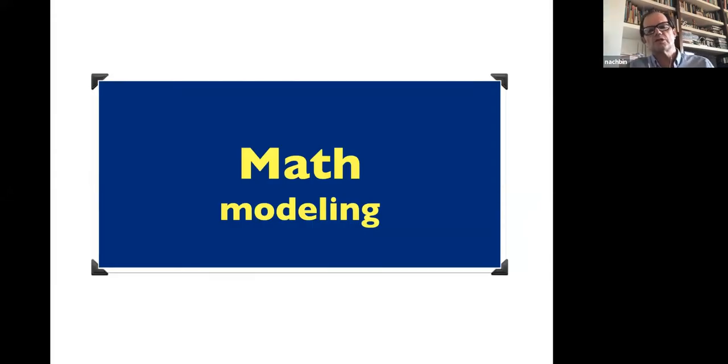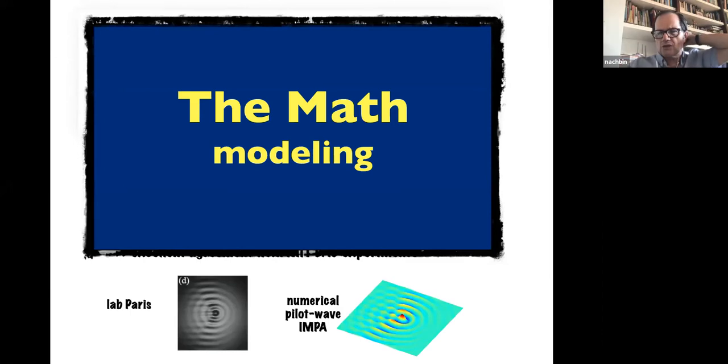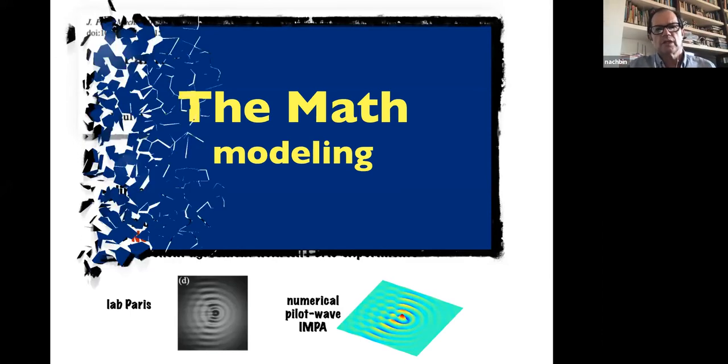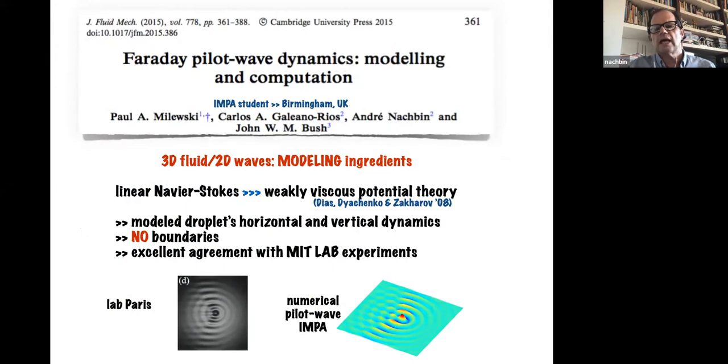Okay, the math modeling. I'm going to give you in just a few words how the math modeling works for the more complicated problem, and then I'm going to reduce it to a simpler problem and tell you why. So the math model goes with the following ingredients. And this is the paper that explains in detail what I'm going to say very briefly in words. Basically, we had John Bush from MIT visiting, Paul Milewski from Bath also visited, and all of us were advising at the same time Carlos Galeano, a student from IMPA who's now in his second postdoc in England at Birmingham.